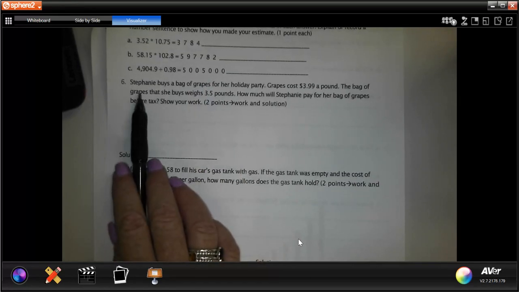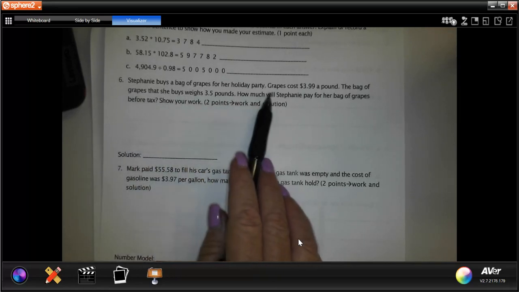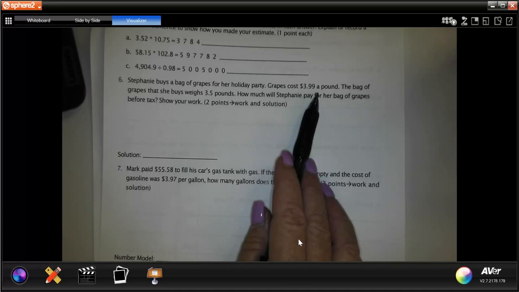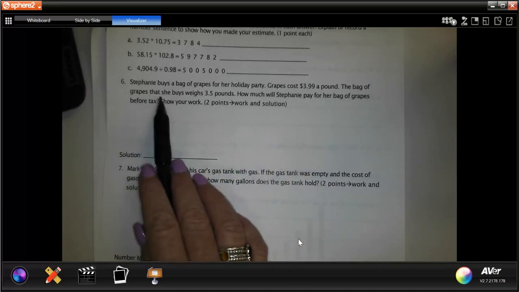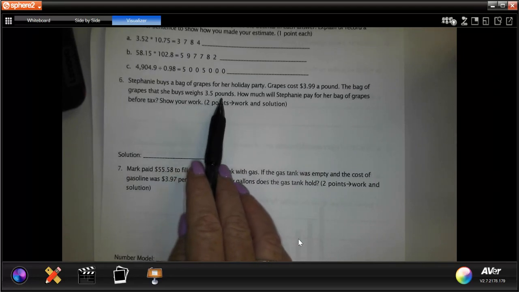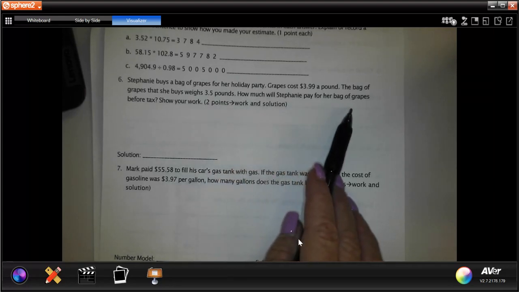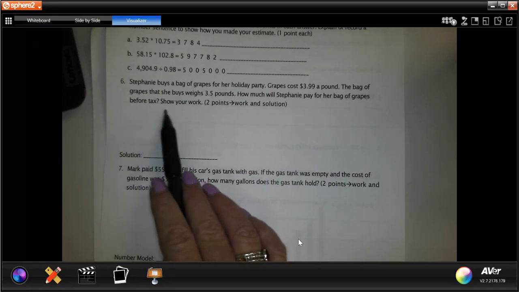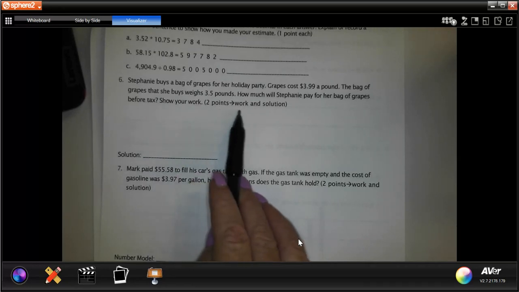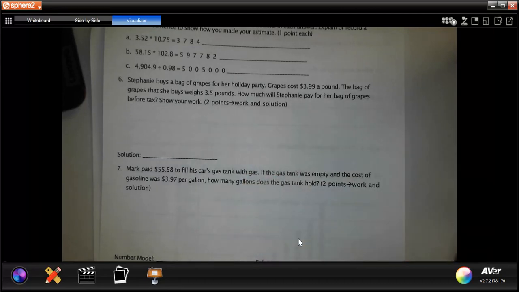Question 6. Stephanie buys a bag of grapes for her holiday party. Grapes cost $3.99 a pound. The bag of grapes that she buys weighs 3.5 pounds. Question asks, how much will Stephanie pay for her bag of grapes before tax? Show your work. Again, it's worth 2 points. Show your work, show your solution. Pause your video and finish the question.